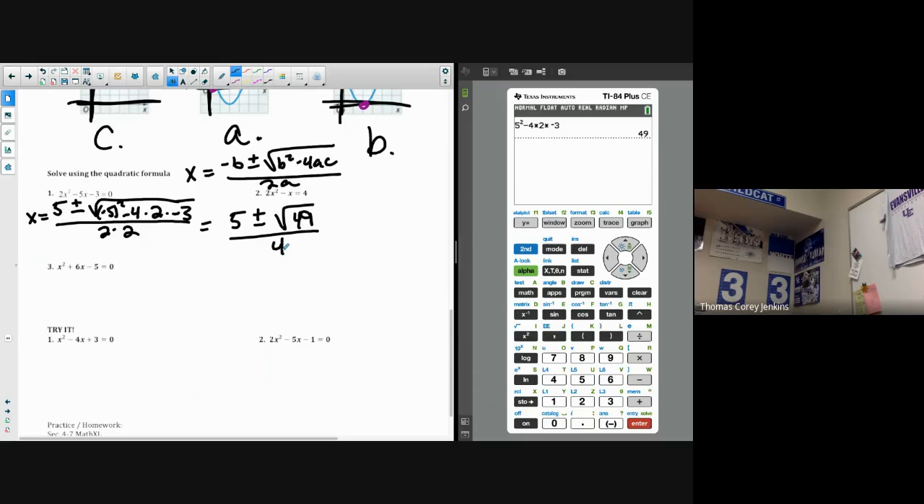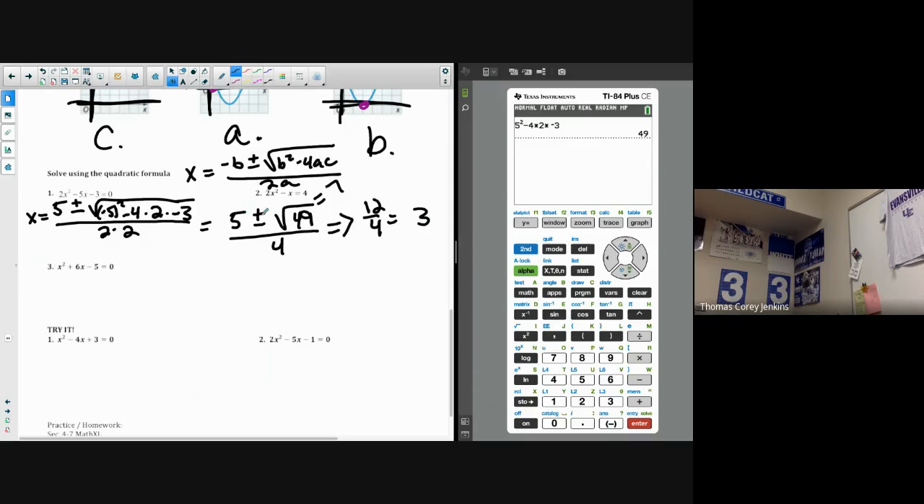Okay, now it comes to simplifying. So the square root of 49 is equal to 7, right? So that part equals 7. So then we have 5 plus 7 over 4. That'd be 12 over 4. So 3 is one of our solutions.